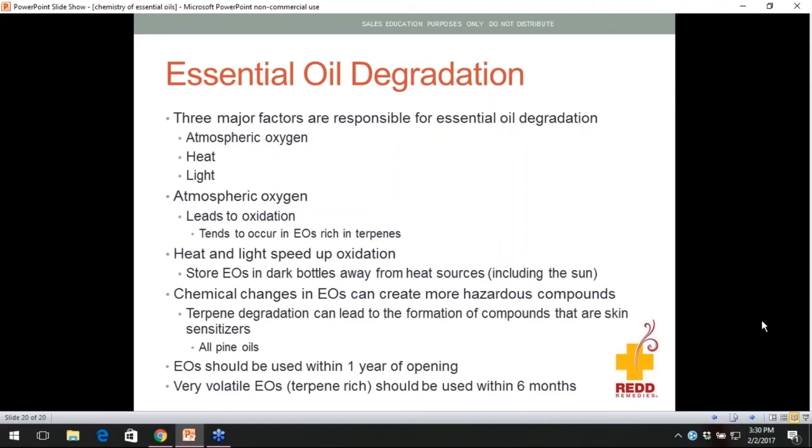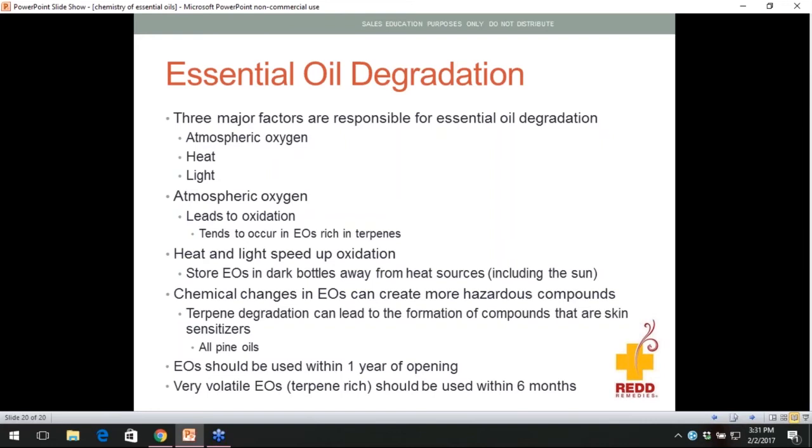Terpene degradation will happen in essential oils. Terpenes are not very stable, and the free radicals see them as an easy target to steal electrons from. So terpenes will degrade very quickly, and especially with pine oils. So if you have an essential oil of pine, Scotch pine, whatever it is, and you've left it out in the sun or it's in a clear bottle, throw it away, because those lead to the formation of skin sensitizers that will cause rashes and other problems.